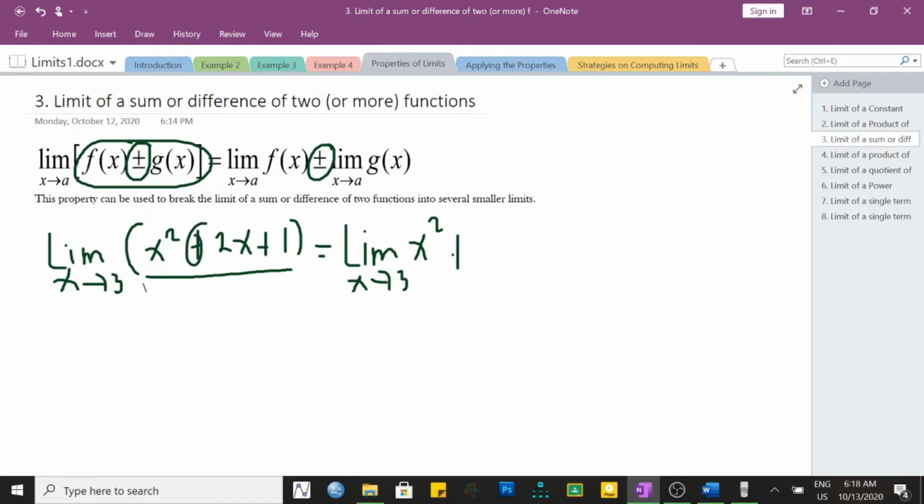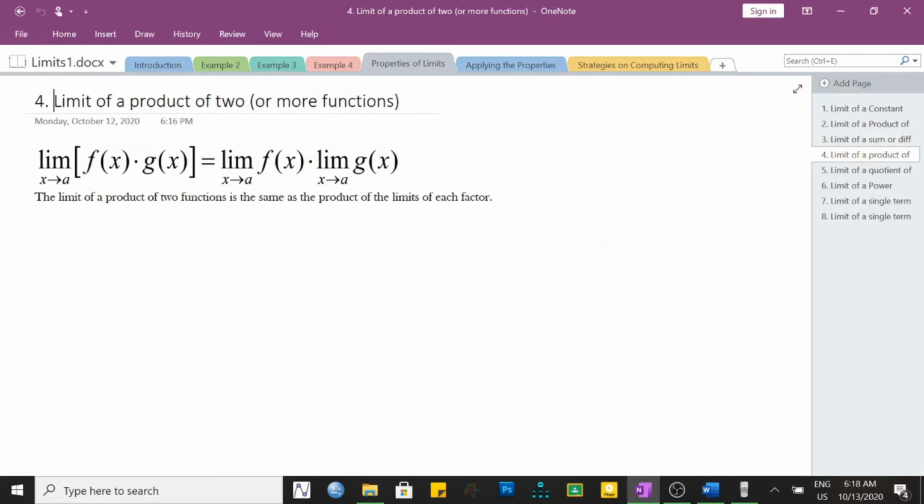plus the limit of 2x as x approaches still 3, and then plus, we are following the sign, limit of 1 as x approaches 3. That is how we apply the third property.